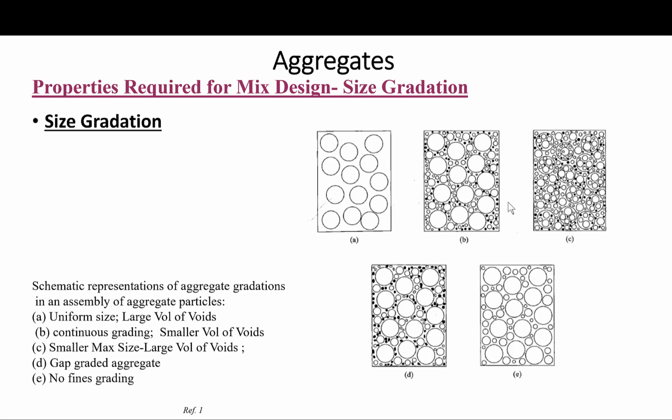Furthermore, what we can do, sometimes, if we use a smaller maximum size, for example, if you consider this the maximum size aggregate, and we reduce this maximum size aggregate, replacing it by smaller aggregates, then in this case, what we did is increase the void space, and we will require more paste to coat all the surfaces.